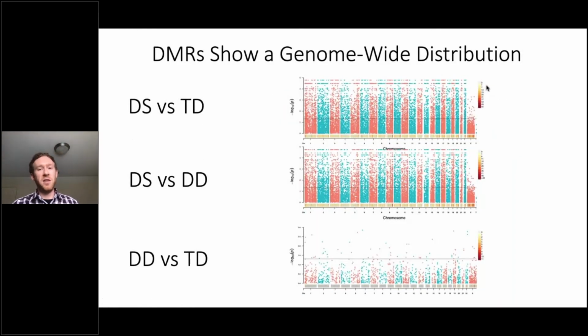So what we confirmed from the literature is that these DMRs do show a genome-wide distribution. So even though chromosome 21 is the extra chromosome, we see these trans-acting effects across the genome. You can see them for the Down syndrome versus typical development, as well as Down syndrome versus developmental delay, and then, of course, the contrast here of DD versus TD.